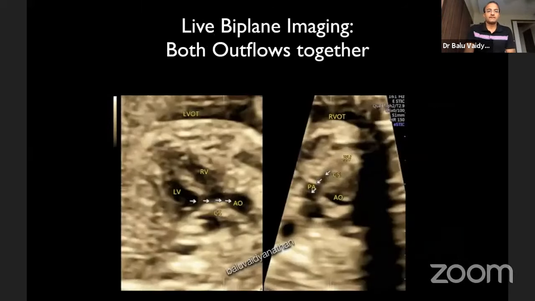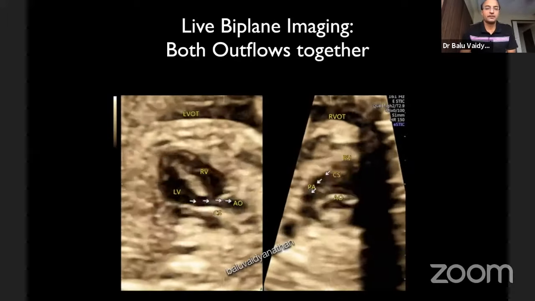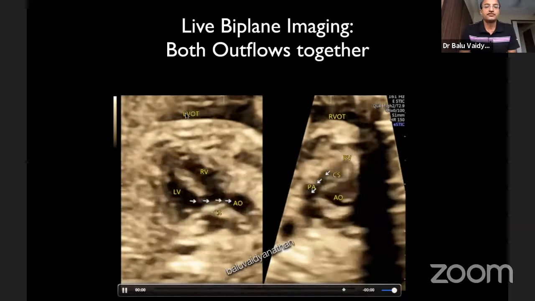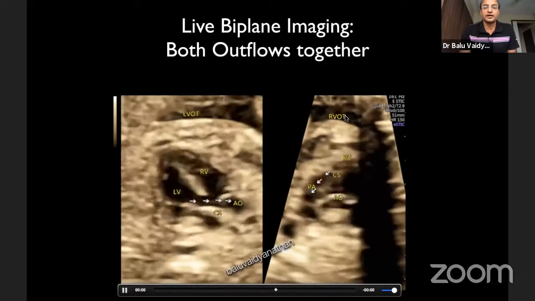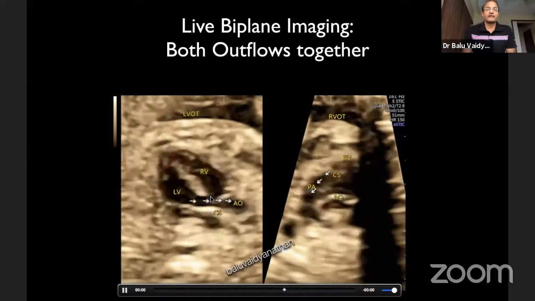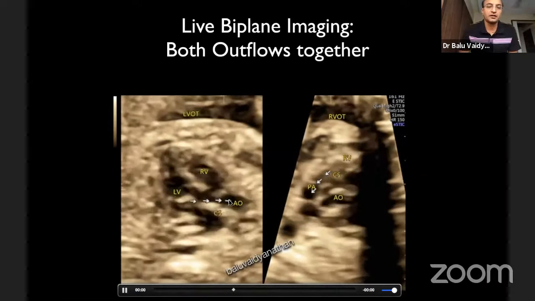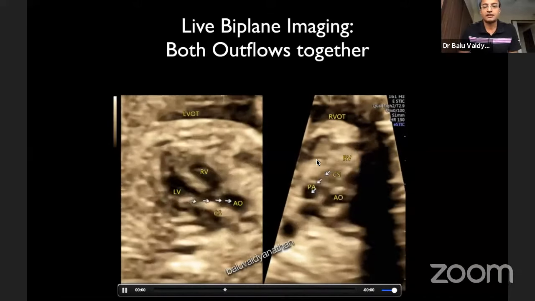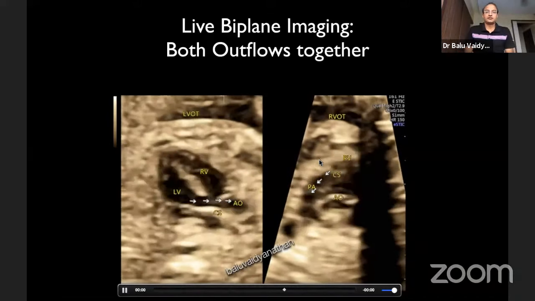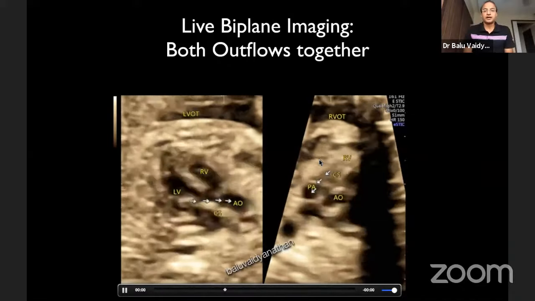With modern technology, there are machines where you can actually do live biplane imaging. And this is an example of that kind of imaging. We are seeing the LVOT and the RVOT together in the same plane, where we have used the imaging plane centered around the LVOT. And at the 90-degree angle, the machine generates the B-plane image automatically.